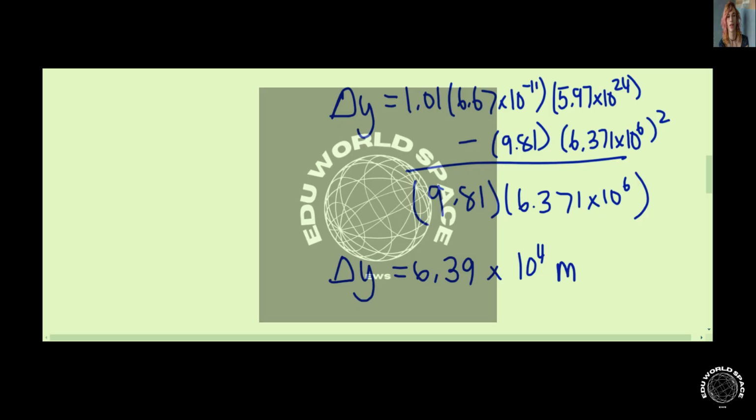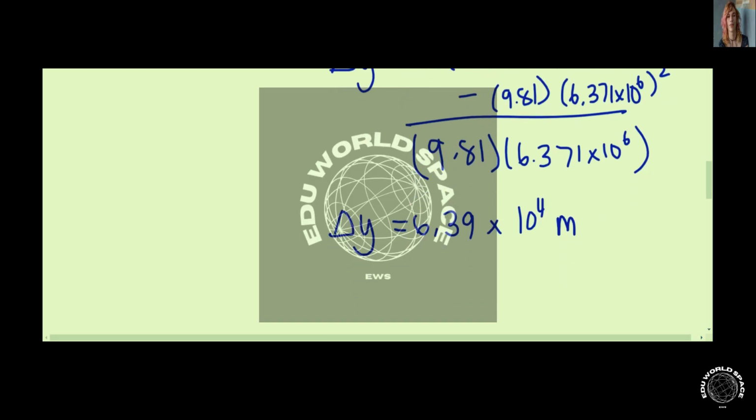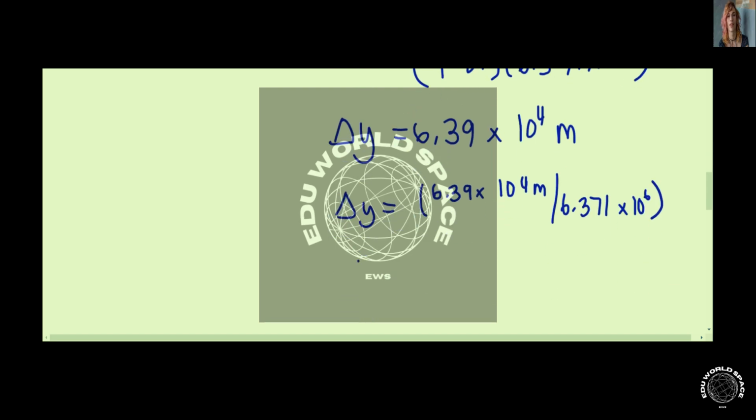We can also quote this in terms of the radius of the Earth, because that was something that was asked for in the question. So we can take this 6.39 times 10 to the 4 and divide by the radius of the Earth. And it happens to be about 1% of the Earth's radius. So this will give 0.01, which means 1% of the Earth's radius. And that is our final answer.